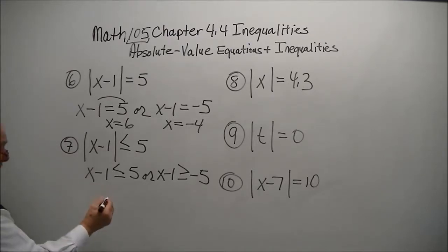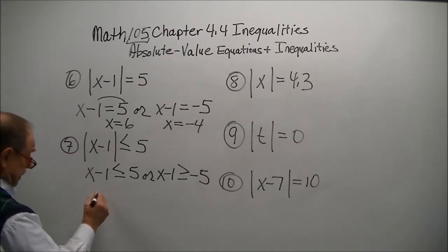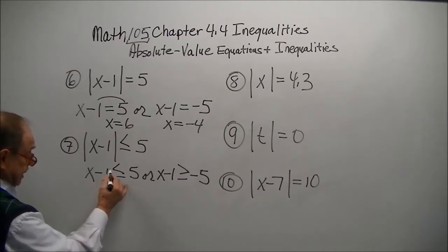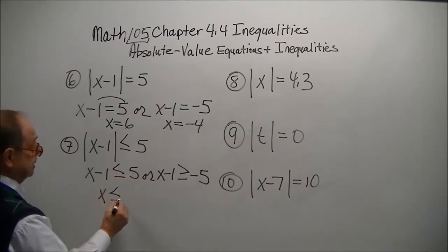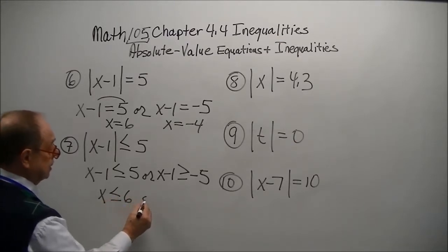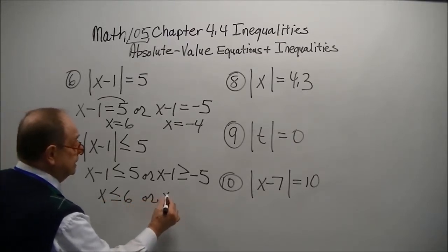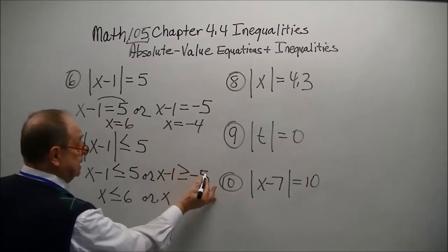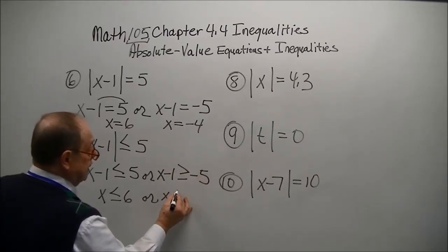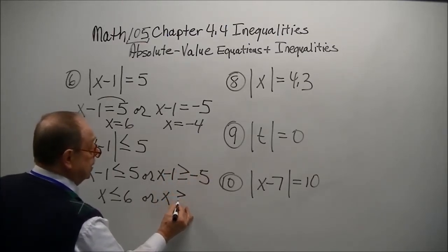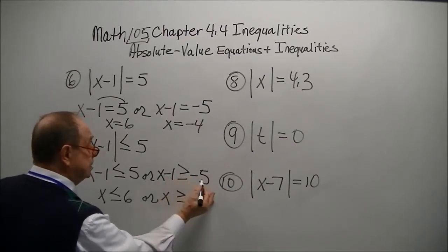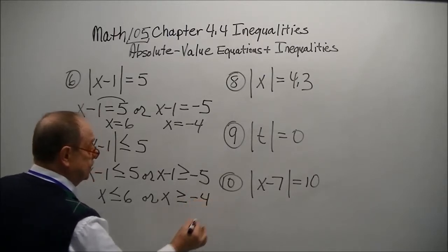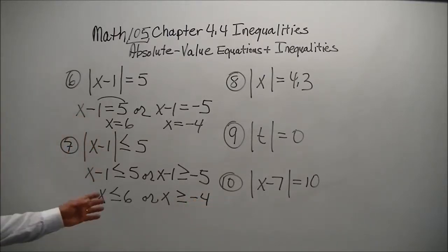And then in solving them, just straightforward, x, transposing the negative 1, is less than or equal to 6, or x, transposing that, and that's going to be greater than or equal to, adding a positive 1 to that, a negative 4. So those are your two answers.